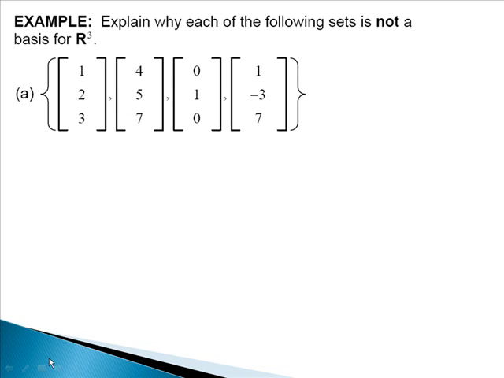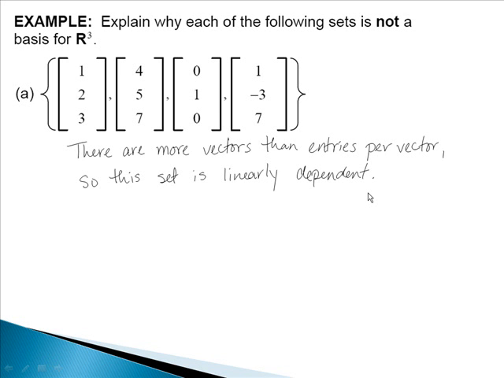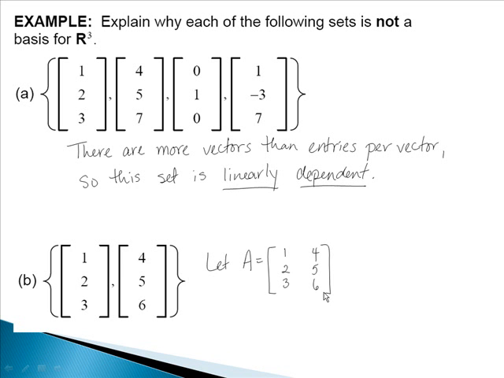In this next example, we want to explain why each of these following sets is not a basis for R3. We're going to use some of what we learned in section 1.7 when we talked about linear independence as we look at these basis sets. Here we see I have 4 vectors, and each vector has 3 entries. So since there are more vectors than entries per vector, this set is linearly dependent, so it is not a basis. For this next set, I'm going to use these 2 vectors as the columns of a matrix A.